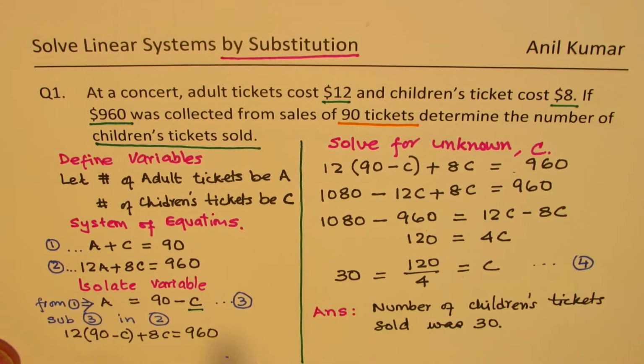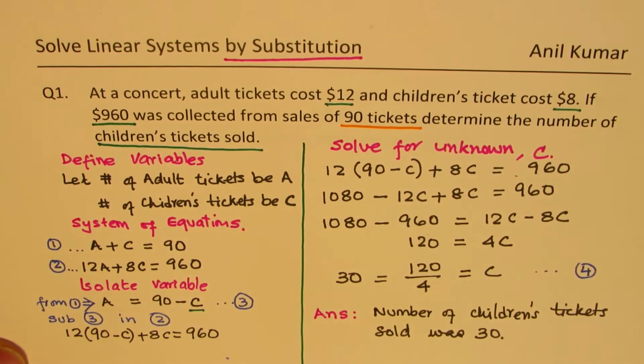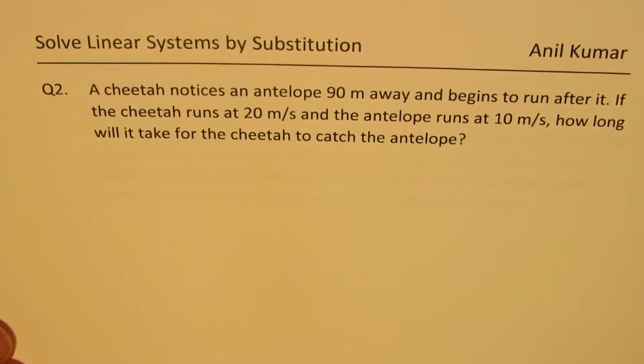Sometimes they want both the tickets. Then you can substitute the value of C in your equation 3 and find A, right? So it is 60, okay? So that is how you could do it. So I hope all these steps are absolutely clear. Now let's take the other examples. We'll go a bit faster now.